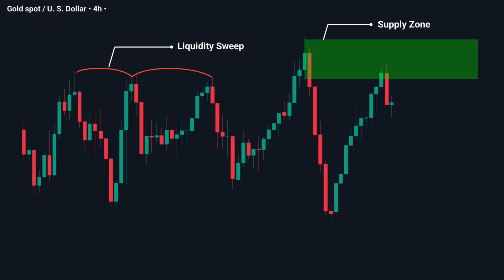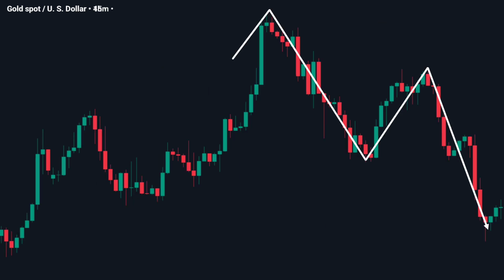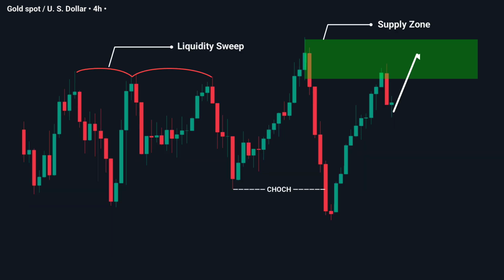Entry timing requires waiting for evidence of control. After liquidity is taken, price should show a change in structure that aligns with the intended direction. Higher lows after a sell-side sweep indicate buying control. Lower highs after a buy-side sweep indicate selling control. Lower timeframe structure helps refine entries because it shows how price reacts after the liquidity event. A failure to continue in the sweep direction signals that the opposing side has absorbed orders and taken control.